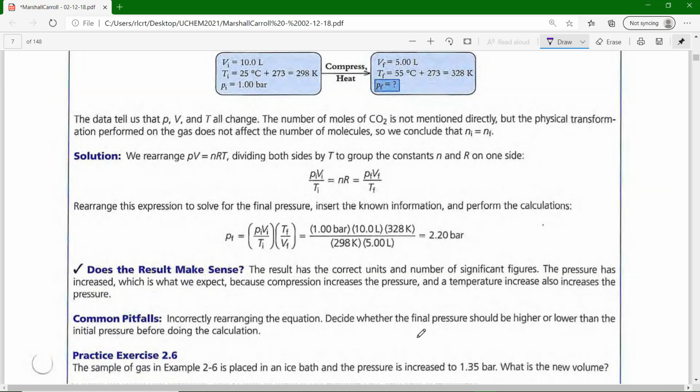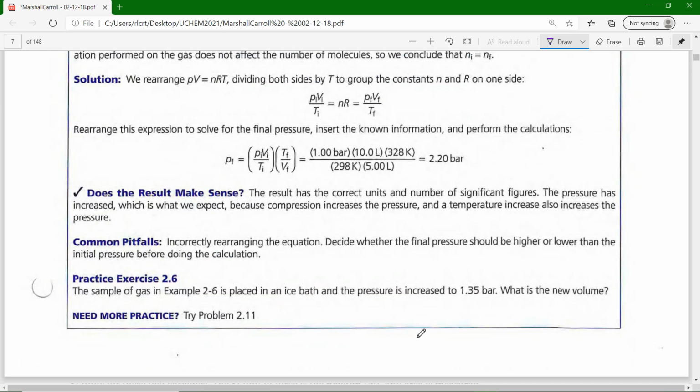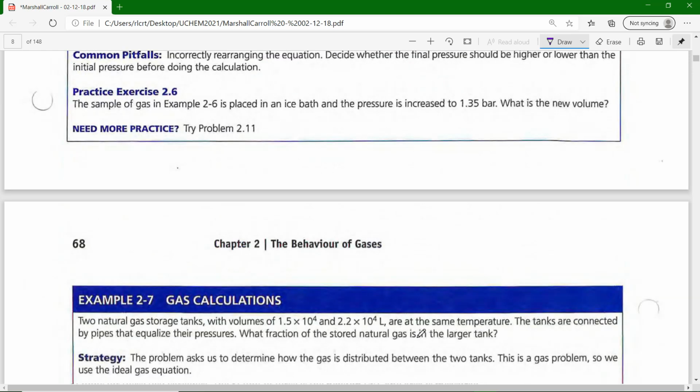I said they were fighting, but they aren't; both of these effects cause an increase in pressure. Due to Boyle's law, we get an increase in pressure because the volume is decreased, and due to Amontons's law, we get an increase in pressure because the temperature increases. So both factors cause an increase in pressure to 2.2 bar, a bit more than double the initial pressure. Then you can try the practice exercise on your own.